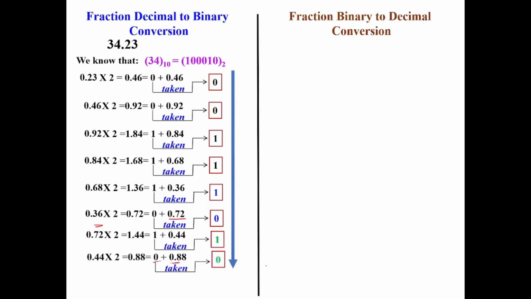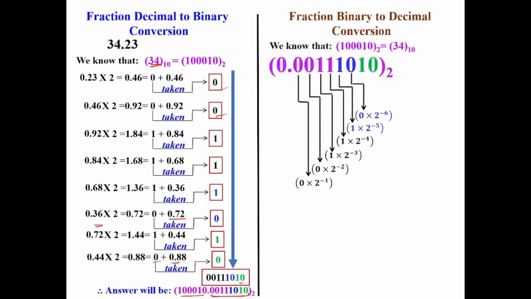Now we have to consider the answer. The answer will be this one: 0 0 1 1 1 0, with another 1 0 added over here. So the final answer we can write in this way. The binary number for 34 is this one, and for 0.23 the binary number is this much. Now we have to verify this one.